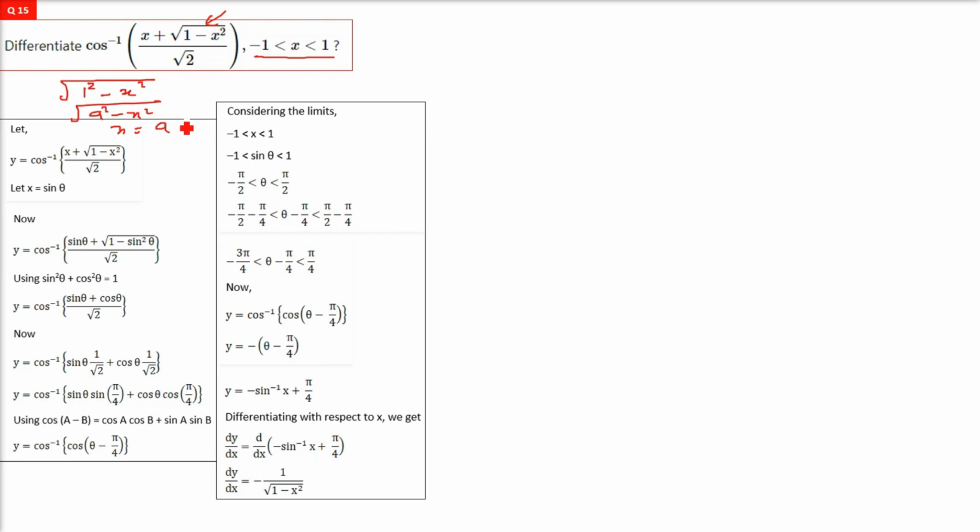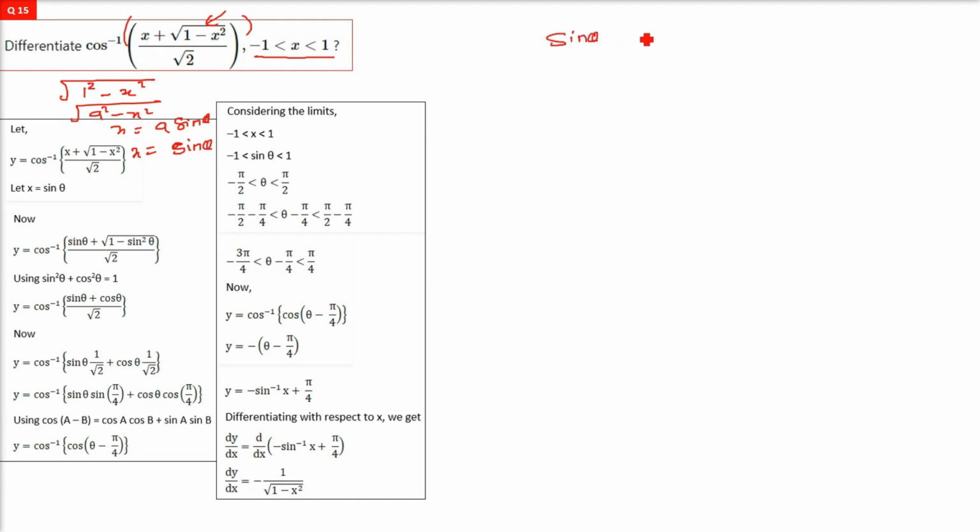But people are solving using x equals cos theta also. That will just add a bit of complexity, but you don't have to worry about it. Just always put, whenever you get this, x as sin theta. That has to be de facto. Use this as de facto.